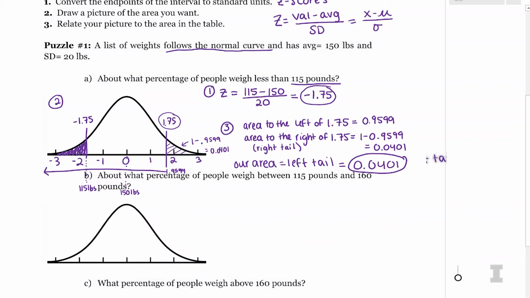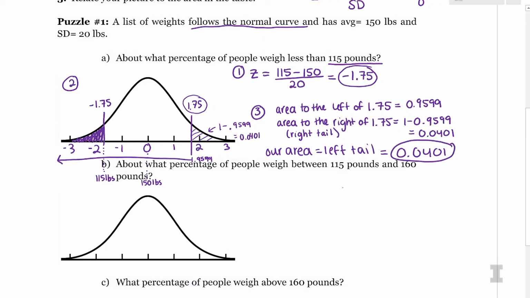0.0401. So let's just go back really quick and think about what this means. This means that 0.0401, or about 4% of people, weigh less than 115 pounds. And that makes sense if the average is 150 and the SD is about 20.